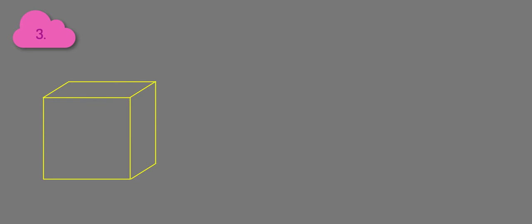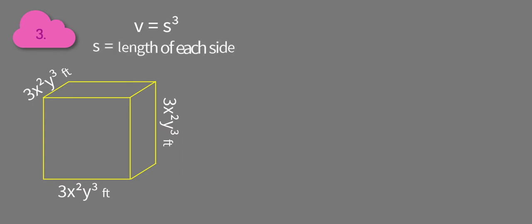Now with example 3, we're given the problem: the edge of each face of a cube is given by 3x squared y cubed feet. And what it's saying is that each one of these edges is 3x squared y cubed feet. And then it says to determine a simplified expression for the volume of the cube. So volume of a cube equals the length of each edge, which we'll call S for side, cubed. Length times width times height, but with a cube, the length, width, and height are all the same. So we'll call it S cubed.